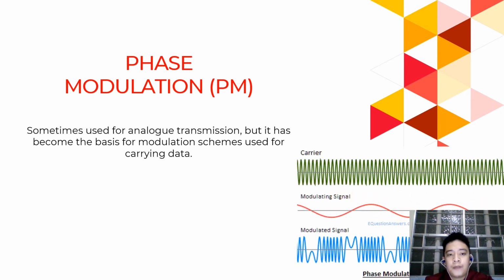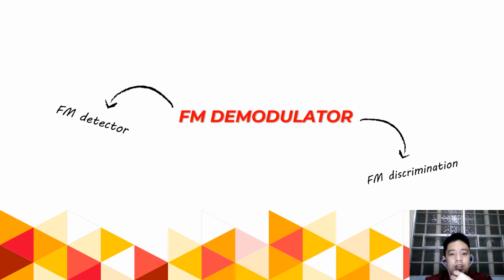Phase modulation is sometimes used for analog transmission, but it has become the basis for modulation schemes used for carrying data. For example, phase shift keying, or PSK, is widely used for data communication. Phase modulation is also the basis of a form of modulation known as quadrature amplitude modulation, where both phase and amplitude modulation are employed to provide additional capabilities.